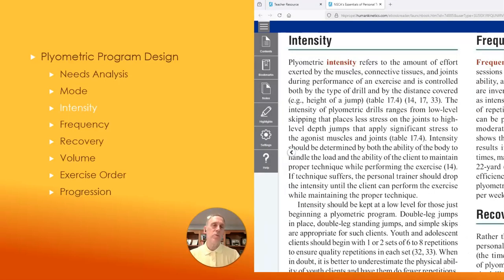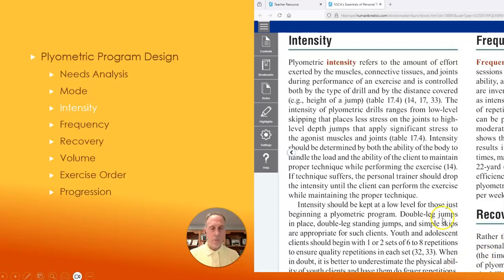Intensity refers to the amount of effort exerted by the muscles, connective tissues, and joints. This is kind of self-explanatory; it makes sense. It depends on who's in front of you, who your client is and what you're going to do with them. Is it going to be 16-inch box jumps or 8-inch box jumps, or just jumping rope? Are you having them hop upstairs? Are they doing horizontal hops? So you have a different type of hopping movement pattern where you have to have an active landing on the ground for them to be able to apply force to jump to the next jump. Depends who's in front of you.